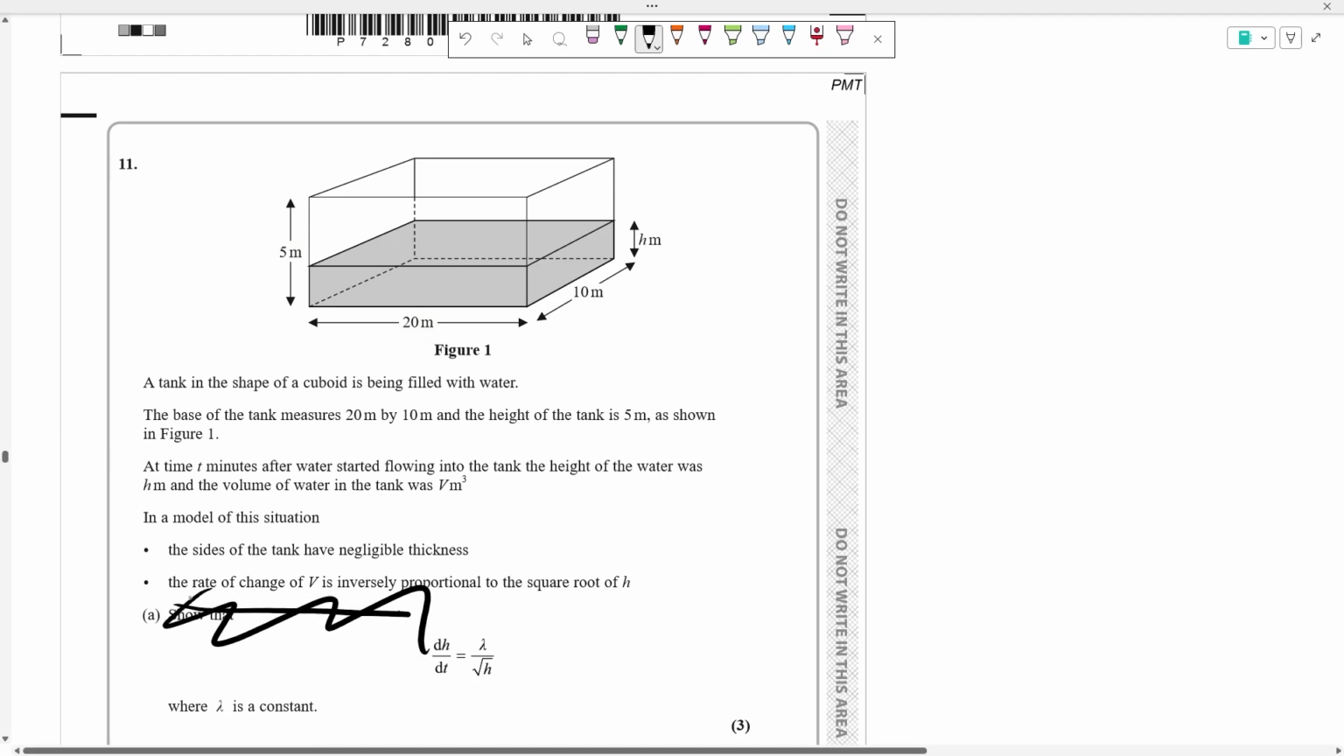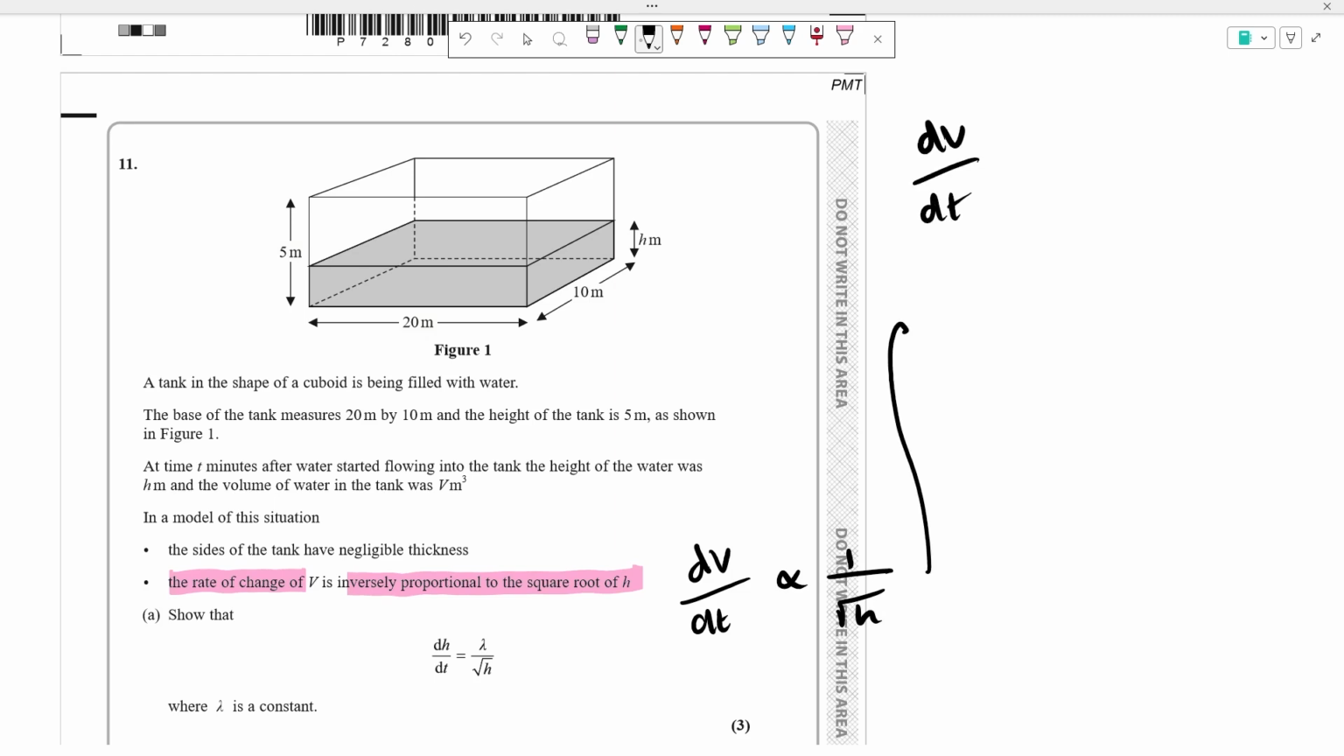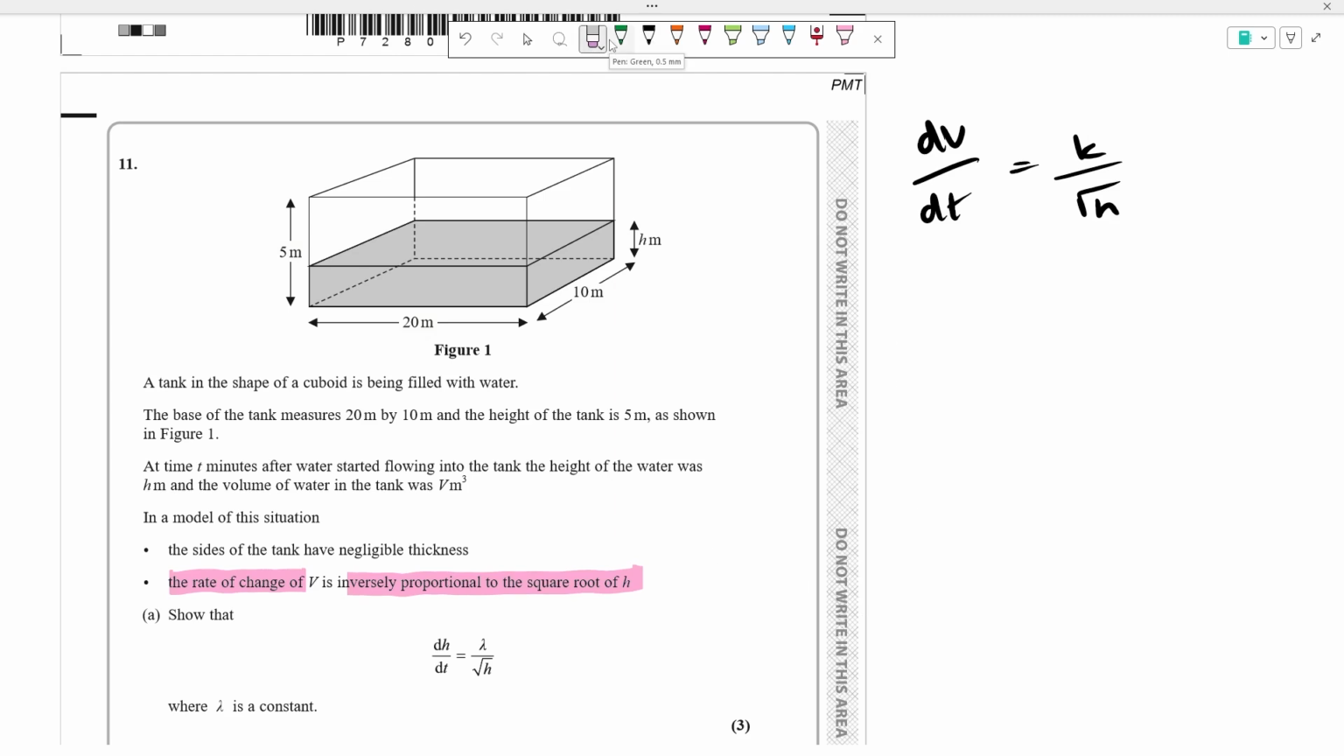So whenever you see the word rate, the rate of change of V is inversely proportional to the square root of h. So I'm going to write this as dV over dt, because this is the rate of change of our volume, is inversely proportional to 1 over square root of h. So I can write this as dV over dt is equal to k over root h, k being some sort of constant, we don't know. We're just going to keep that, and that may come in handy.